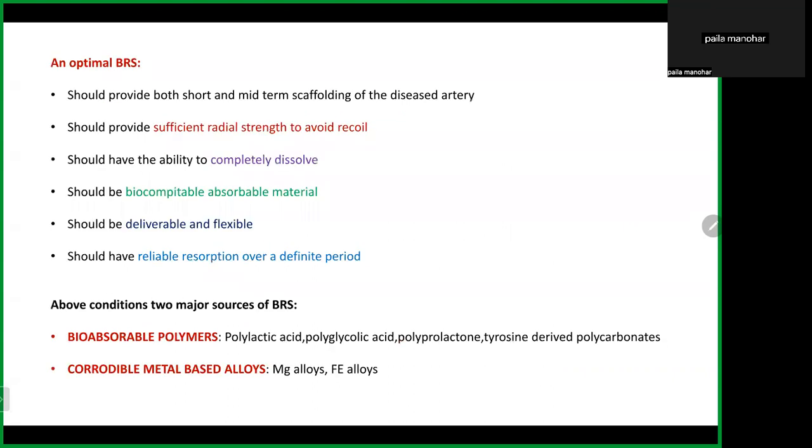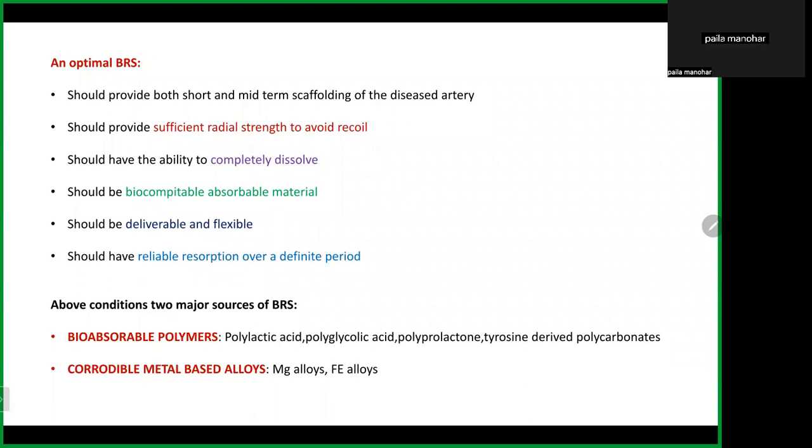So an optimal bioresorbable scaffold should provide both short-term and mid-term scaffolding of the diseased artery, not to get vasospasm or the negative remodeling effect, and it should provide sufficient radial strength to avoid recoil. It should have the ability to completely dissolve, and be a biocompatible absorbable material. It should be delivered easily and be flexible, because there will be no metal, so tracking will be very difficult, and it should have a reliable absorption over a definite period.